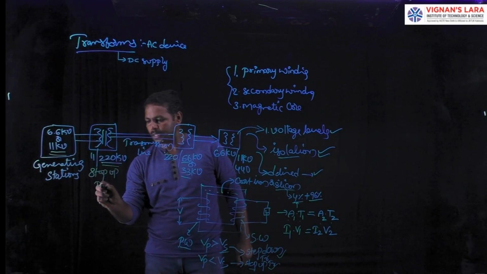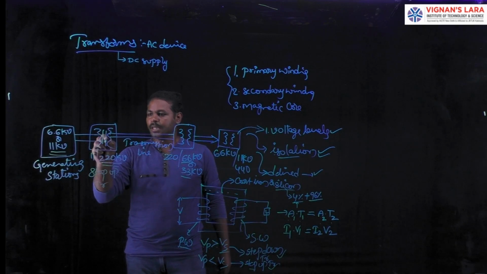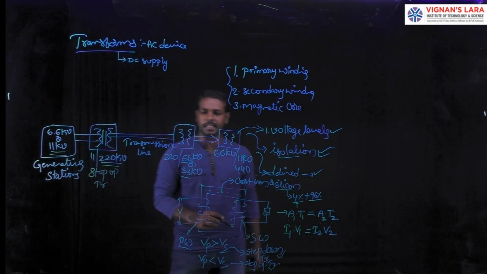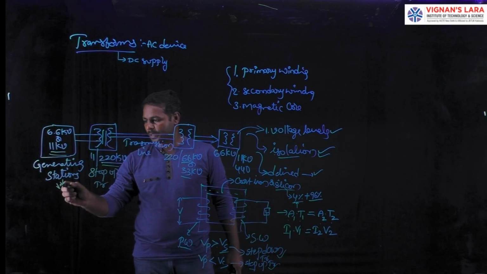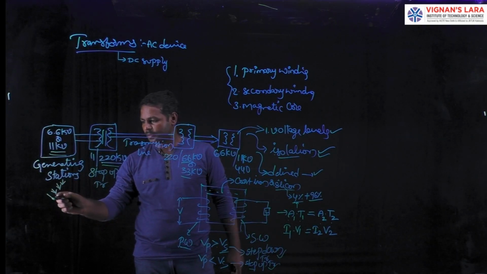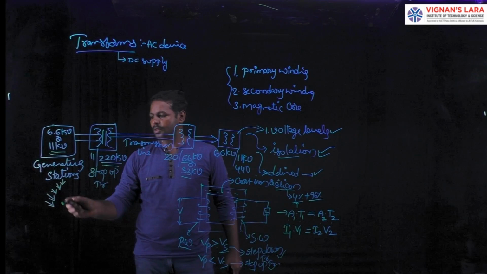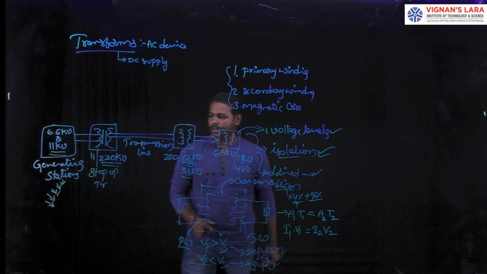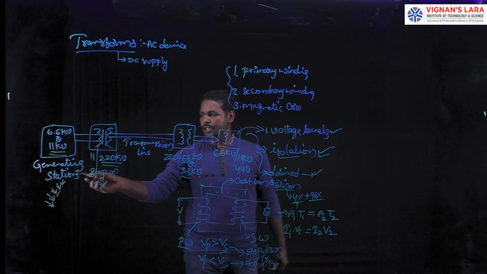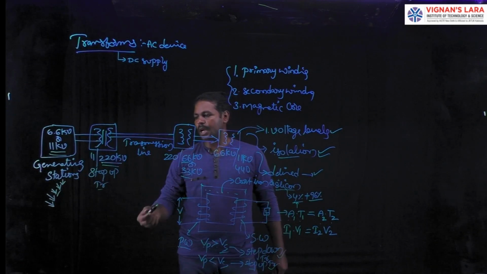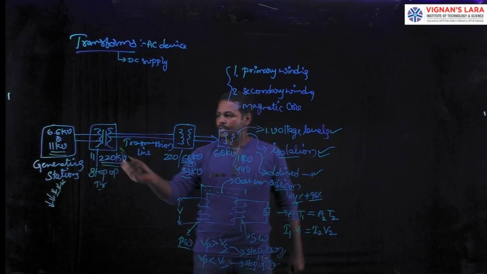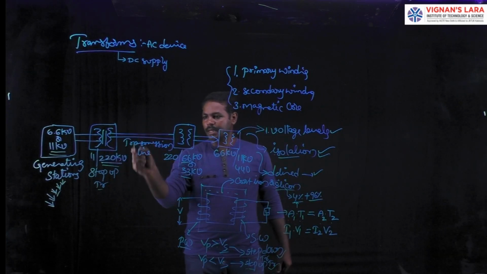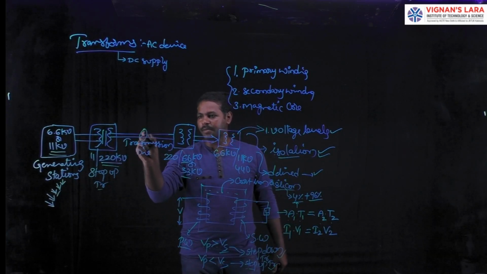Step up transformers are always used near the generating stations. Generating stations are thermal power plants, hydroelectric power plants, nuclear power plants, wind plants and solar plants. These are the different types of generating stations. The voltage is stepped up to high voltages using a step up transformer, and then distributed through the transmission line, which always has some losses.